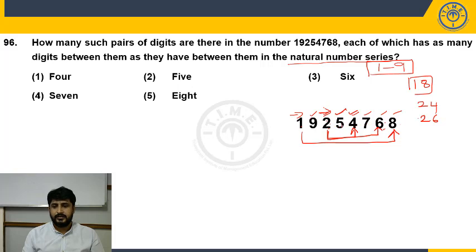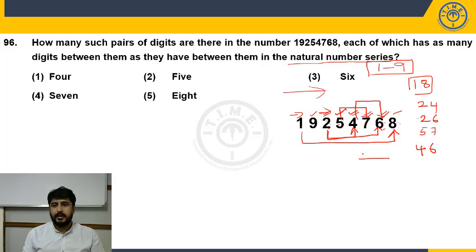No. Next, 5. 5, 6, 7 is matching. Even 5, 7 are matching. 5, 6, 7, 8, 9. No. 4, 5, 6. Yes. 4, 6 are also matching. 4, 5, 6, 7, 8, no. These are all in forward direction.